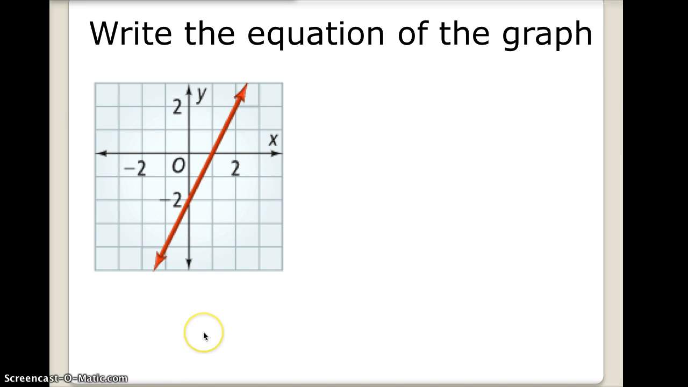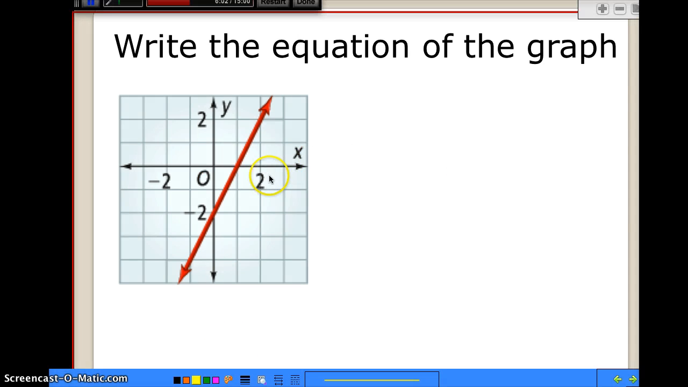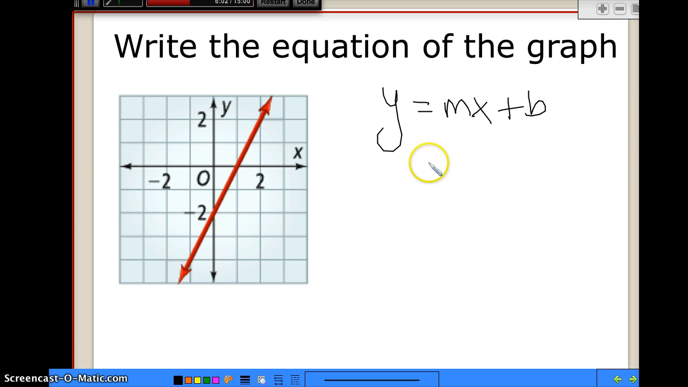All right, write the equation of the graph. They gave us the graph. It's a line, so we know that we can use y equals mx plus b, slope-intercept form of a line. The y-intercept, which is the b, you can find by looking at where the line crosses the y-axis, which is right here. So that means that the b is equal to -2, which is right there.